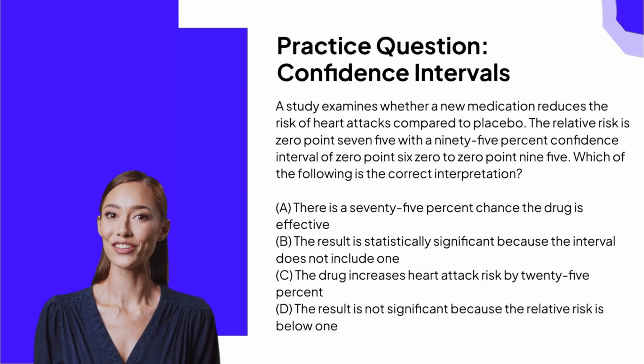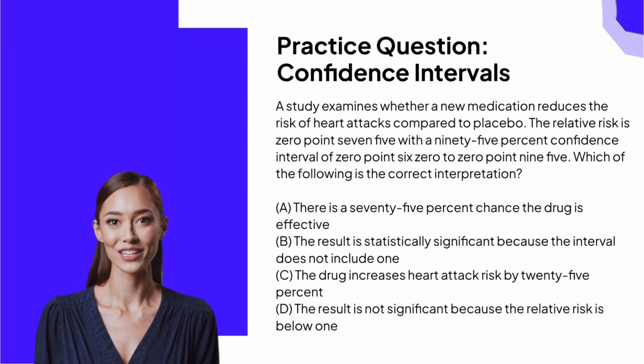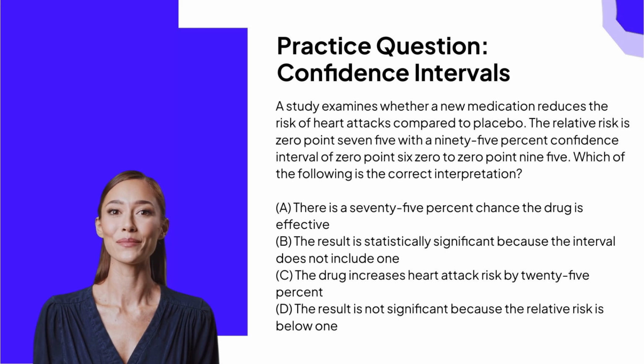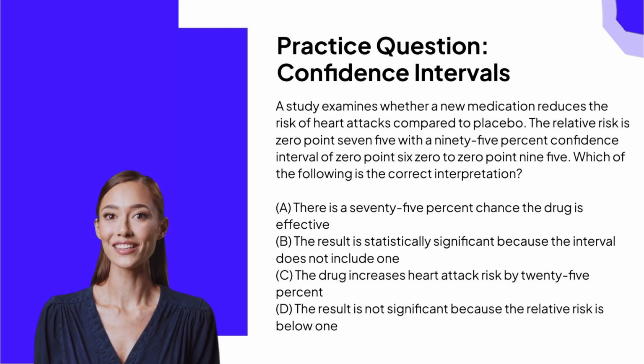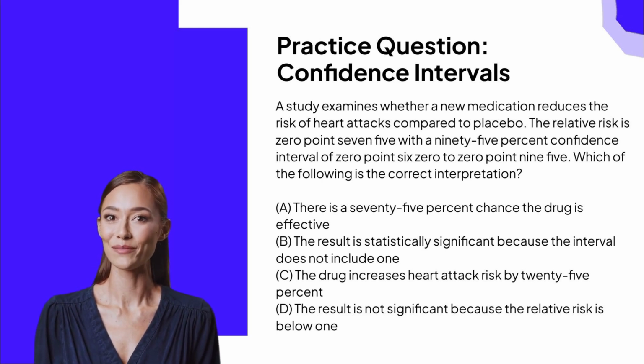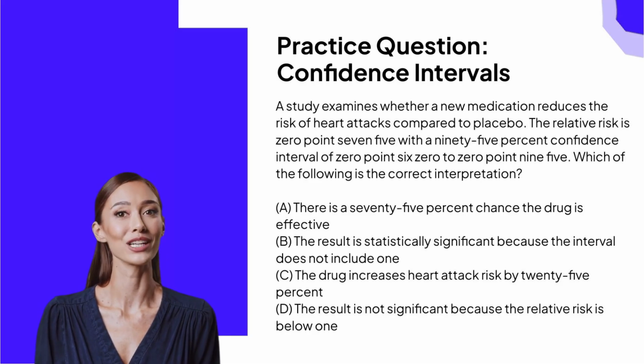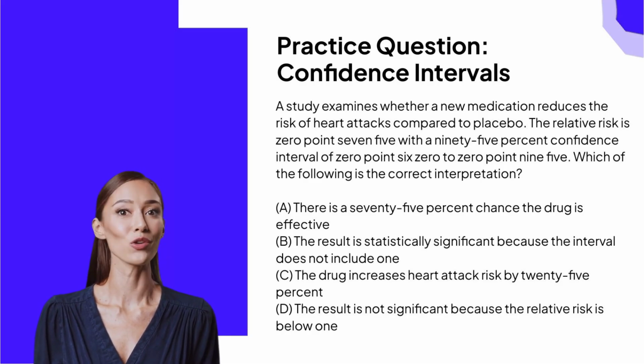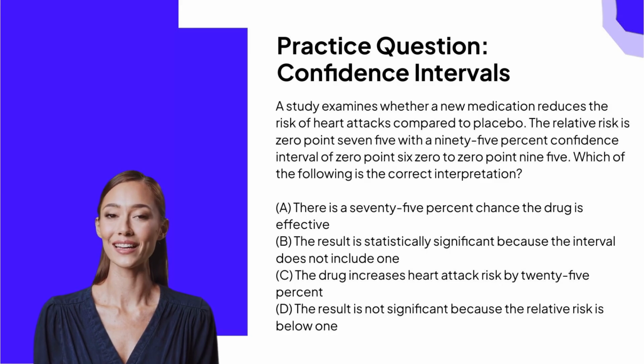A study reports a relative risk of 0.75 with a 95% confidence interval from 0.60 to 0.95. The question asks for the correct interpretation. Think about what it means when a confidence interval for a relative risk does not cross 1, and what direction a relative risk below 1 indicates.